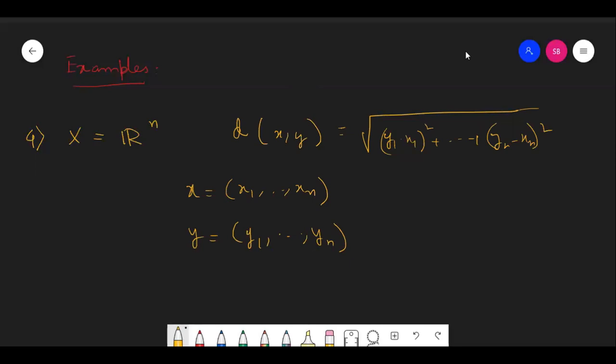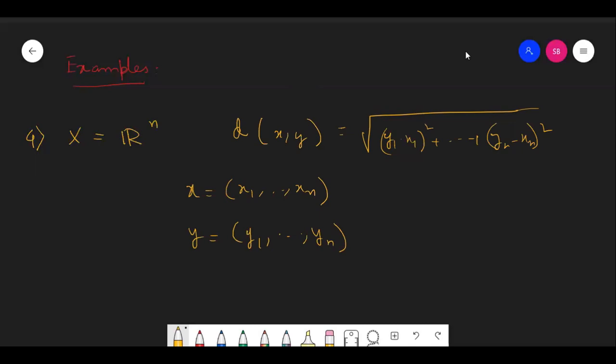So this is a very obvious extension of the metric we defined on R square, right? And again, it is a matter of fact to check that it satisfies all the four conditions. The first three will be evident, and you have to do some work for the last one. That will also be easy.